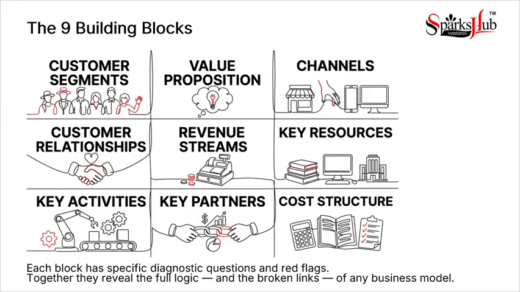Let's look at the 9 building blocks of the business model canvas. One of the blocks is the customer segments, which answers the question: who exactly is the business serving? So here you identify whether it is a mass market or a niche market, what is their income level, the age group, and location. Note red flags in your SME clients when they say everybody is my customer and then they have no defined target group.